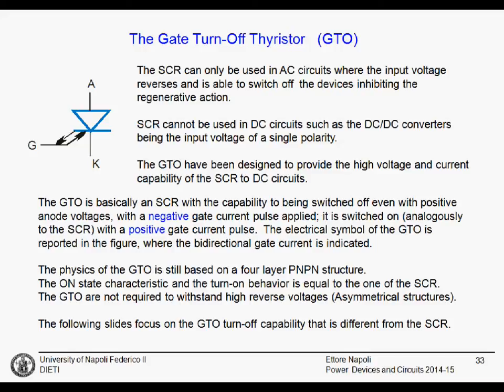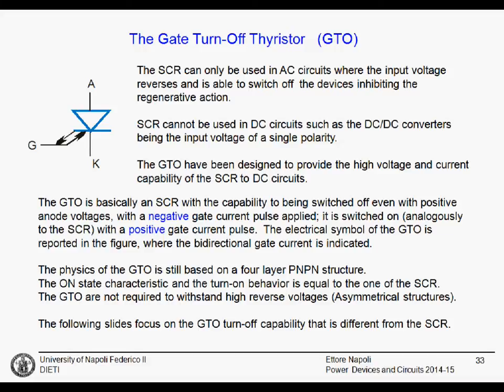From the structure point of view, the GTO is basically an SCR that is possible to be switched off when the anode voltage is positive. This is done by applying a negative gate current pulse to the device. The switch on is actually obtained with a positive gate current pulse, similarly to the SCR.